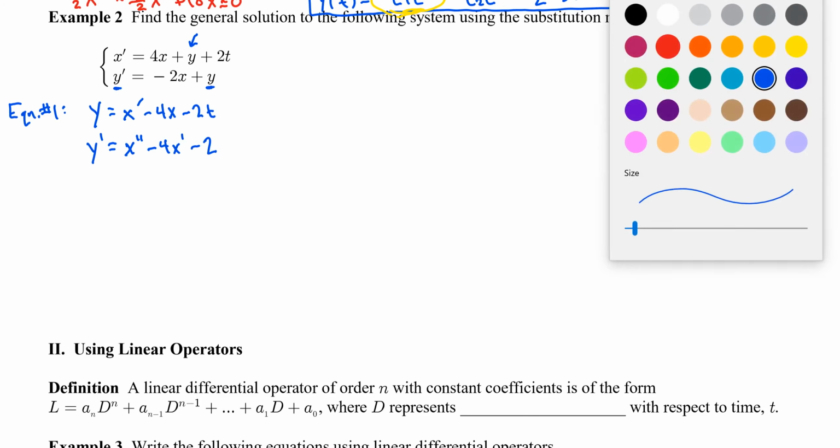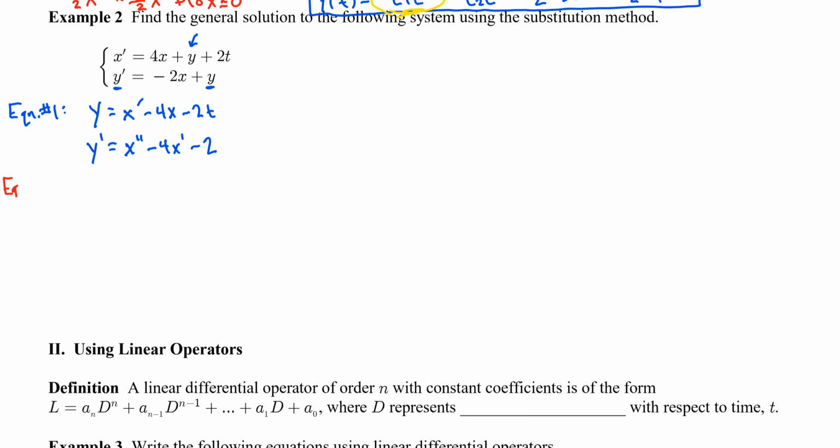Now, we're going to plug this information into equation number 2. Equation number 2 is y prime equals negative 2x plus y. So we're going to take the information that we obtained right here, and we're going to plug that in for y prime. We get x double prime minus 4x prime minus 2. Our goal here is to write everything in terms of x alone, so we're eliminating y, equals negative 2x plus y, and y lives up here, plus x prime minus 4x minus 2t.